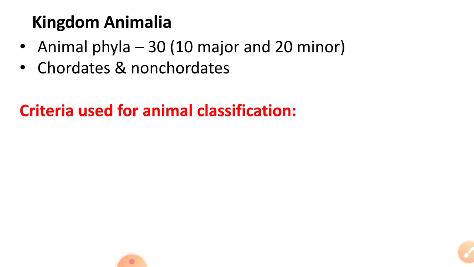Whenever this notochord is present, the organisms are chordates, and non-chordates are those organisms which do not have such a cord. That is, a notochord is absent in non-chordate organisms. In non-chordates, there is a ventral and ganglionated nerve cord. These are the characteristics found in non-chordate animals.